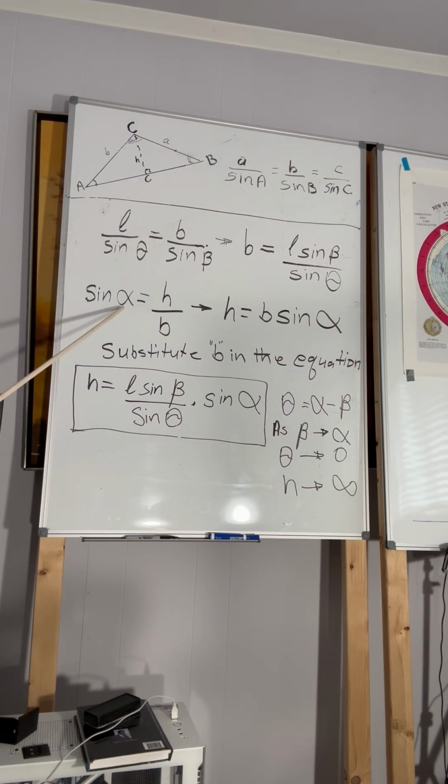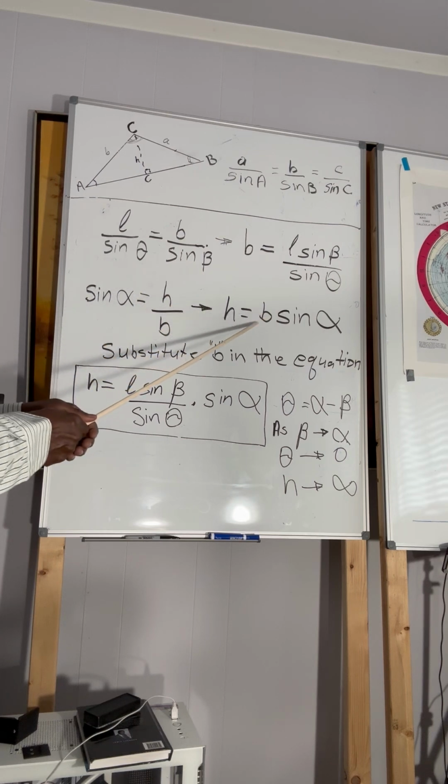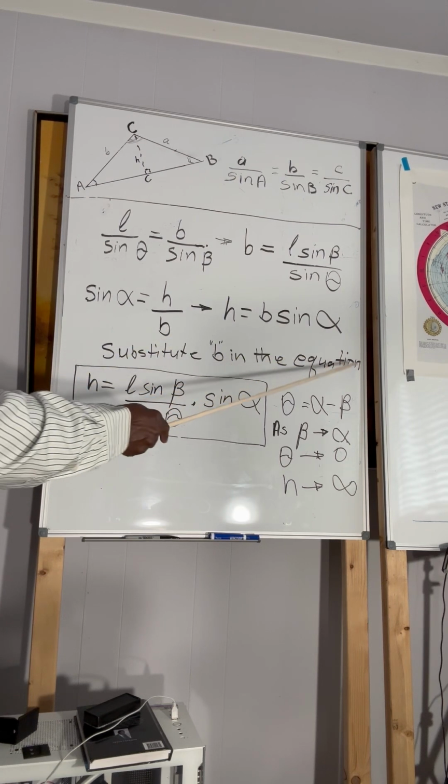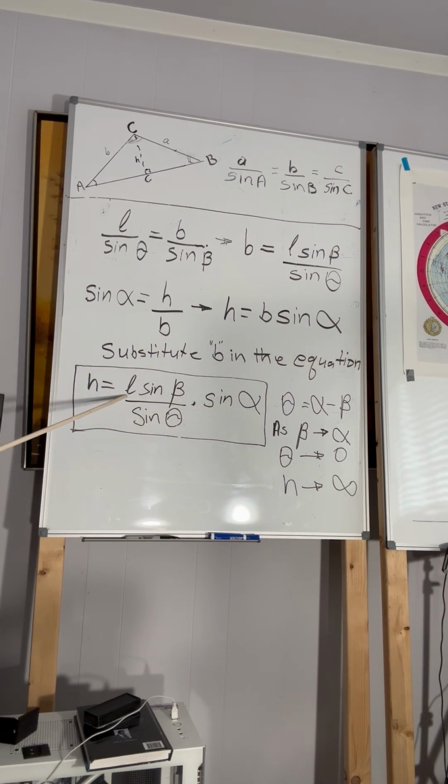We know that sine alpha is equal to H over b. So therefore, H is equal to b sine alpha. We substitute b in the equation. We have L sine beta divided by sine theta, times sine alpha. This is the height of the sun. Anybody that tells you the sun is 93 million miles away either is stupid or is trying to deceive you. That's the height of the sun.